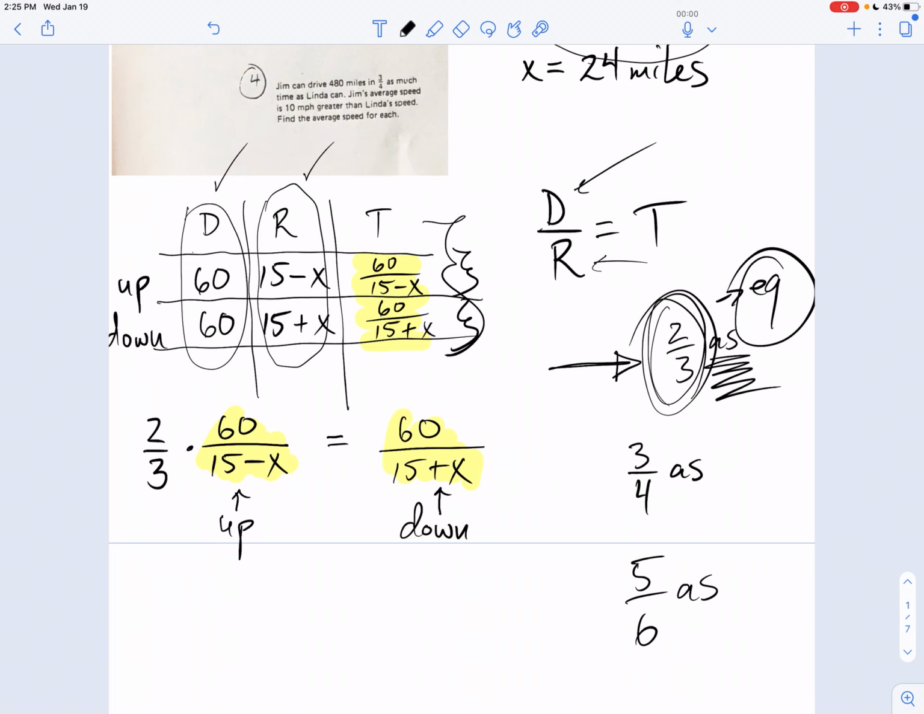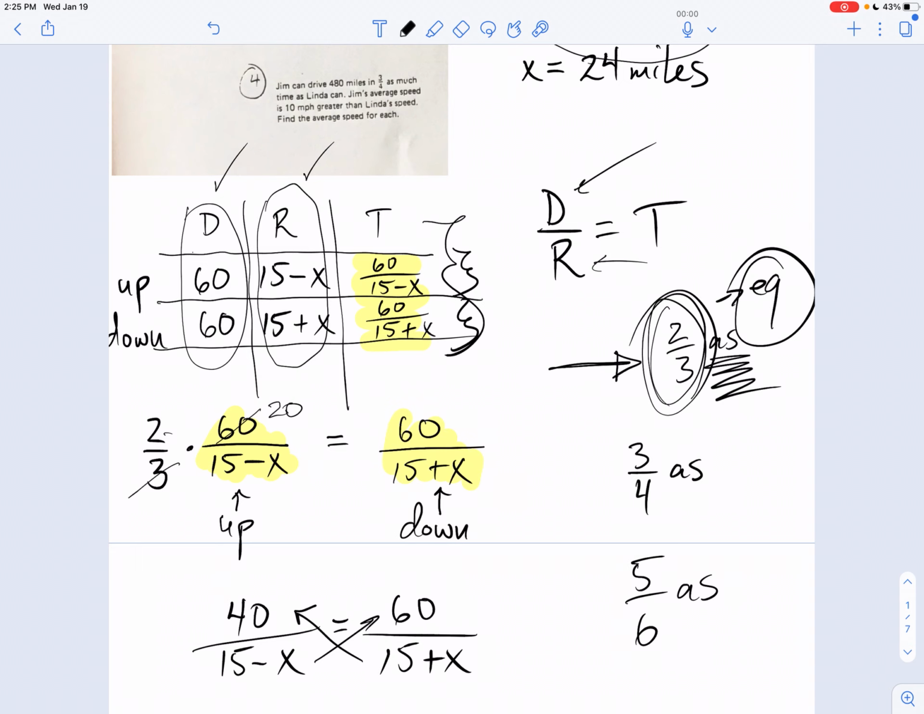So what I'm going to do now is make this a little prettier. The 3 goes into the 60 20 times. 2 times 20 is 40. So now I have 40 over 15 minus x equals 60 over 15 plus x. And I can treat this like a proportion. It's a cross multiply, set them equal type deal.